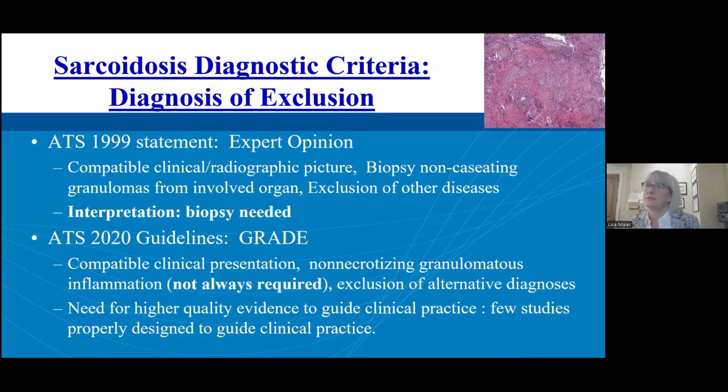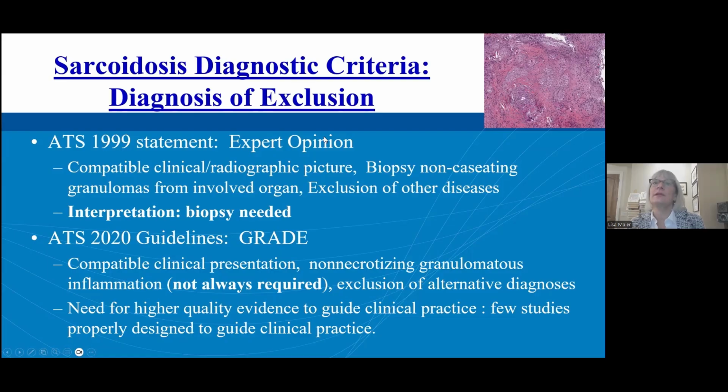So sarcoidosis is a diagnosis of exclusion. Again, we see these well-formed granulomas that we also see in chronic beryllium disease. There was an expert opinion in 1999, which I was involved in, and came out in 2020, just as the pandemic hit in April of 2020.